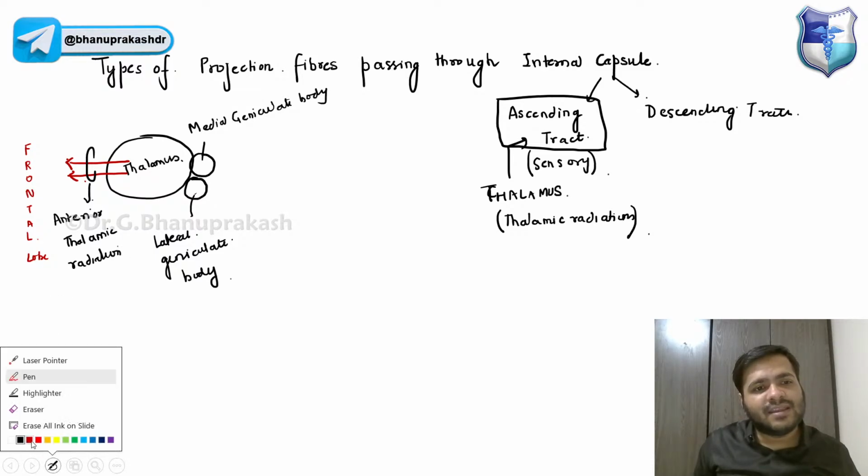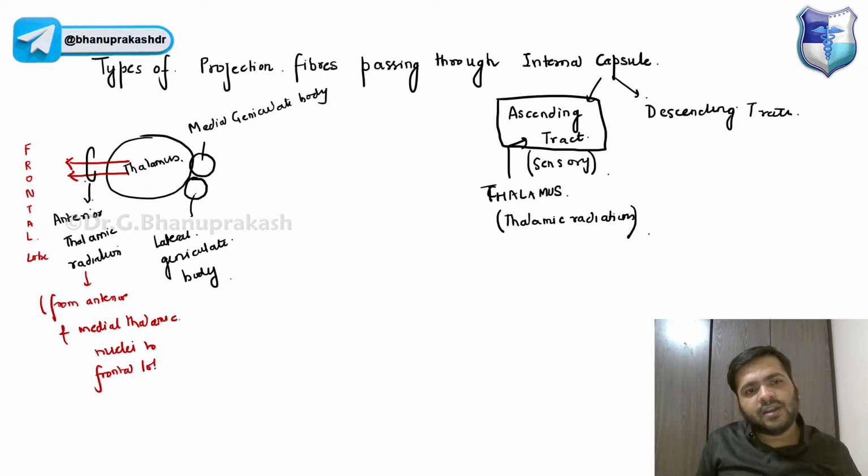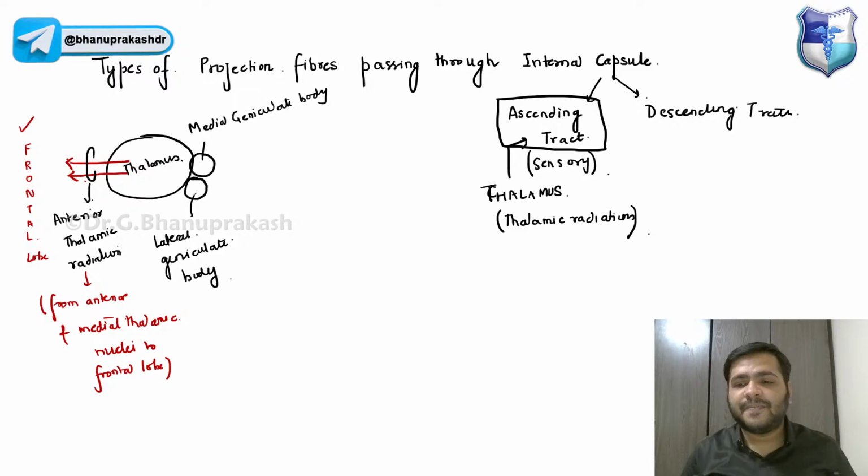So basically, what is an anterior thalamic radiation? Basically from anterior and medial thalamic nuclei to the frontal lobe. I will be discussing the thalamus, no need to worry. So basically these are the ascending tract fibers, the sensory fibers, coming from the anterior part of the thalamus, the anterior nuclei and the medial nuclei of the thalamus, and going to which lobe? The frontal lobe. So these are called anterior thalamic radiations.